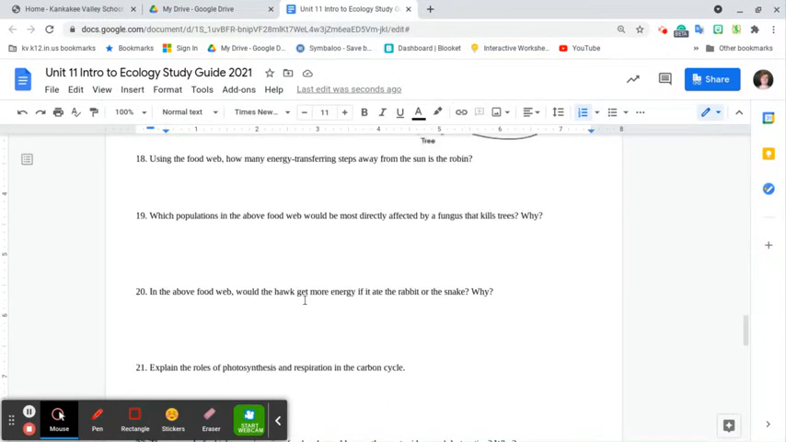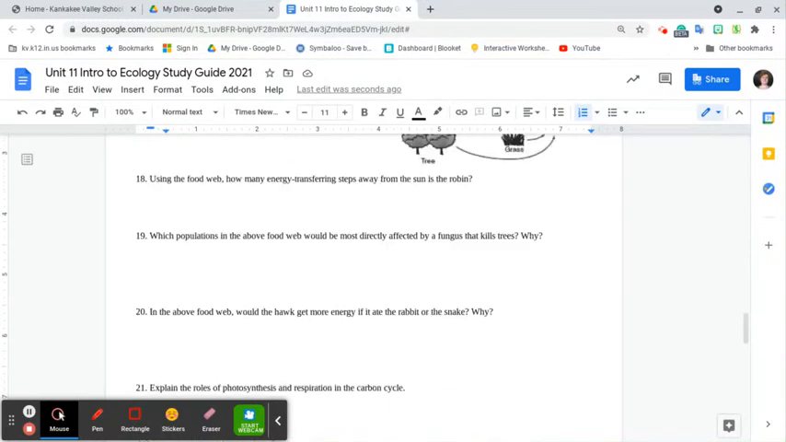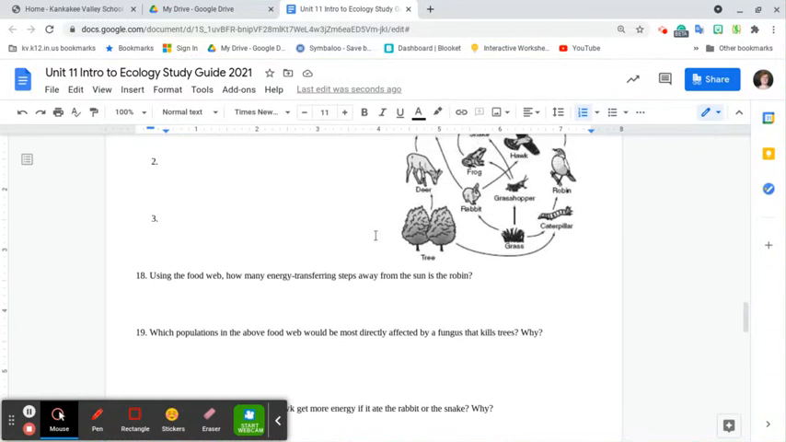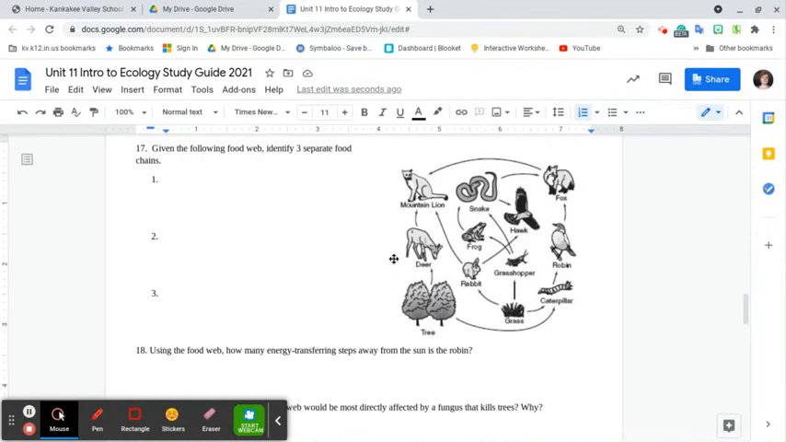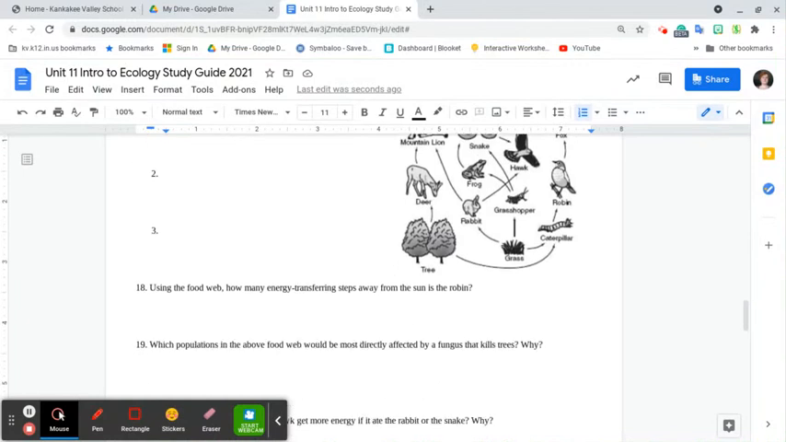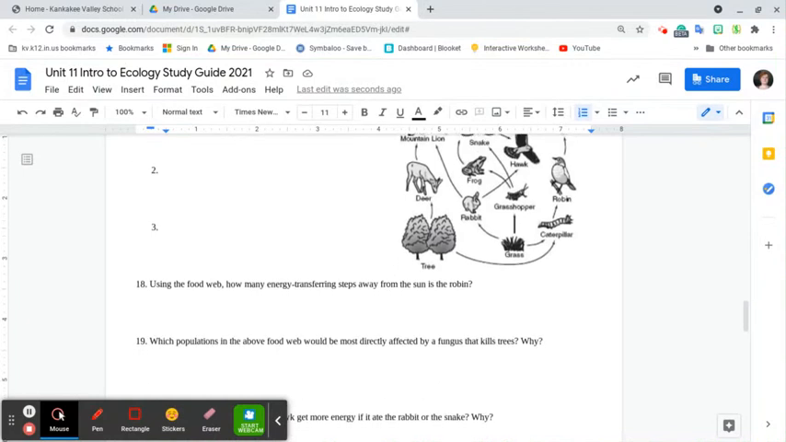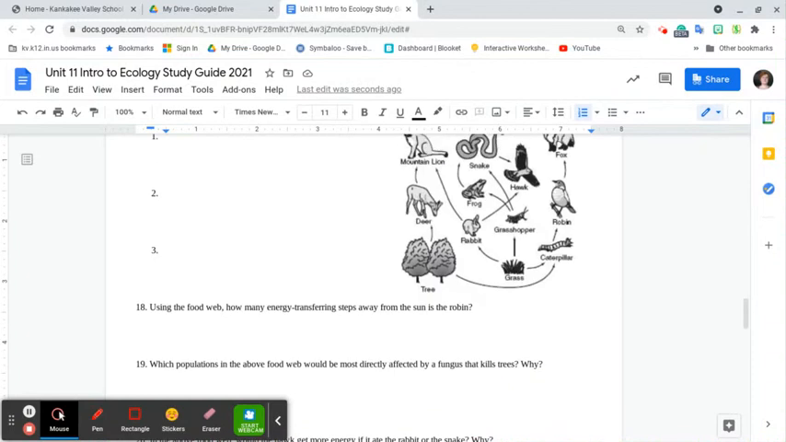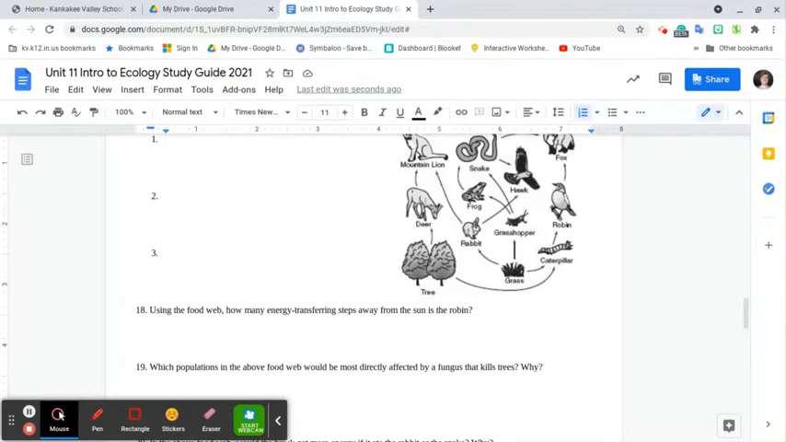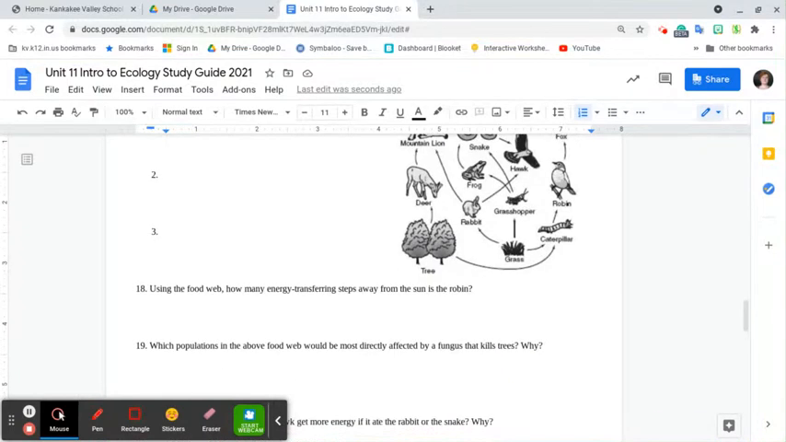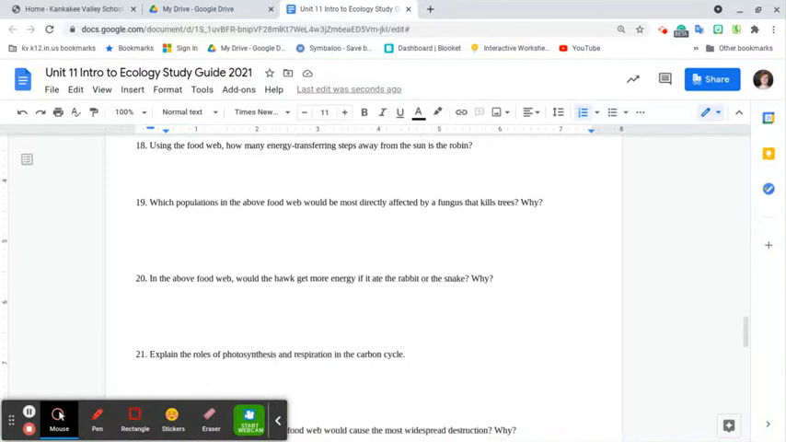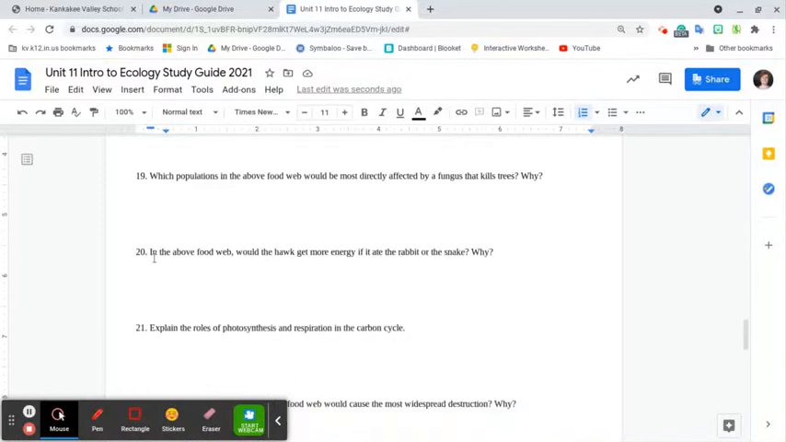But when it says most affected, don't overthink it. Look for the animal that eats only from that one thing, or animals. If there's two animals that eat only from that one thing, then that is how you put it. It's the ones that are going to be affected first, because the deer only eat from the trees according to this food web. That is why they are being most directly affected. Besides the trees, obviously.